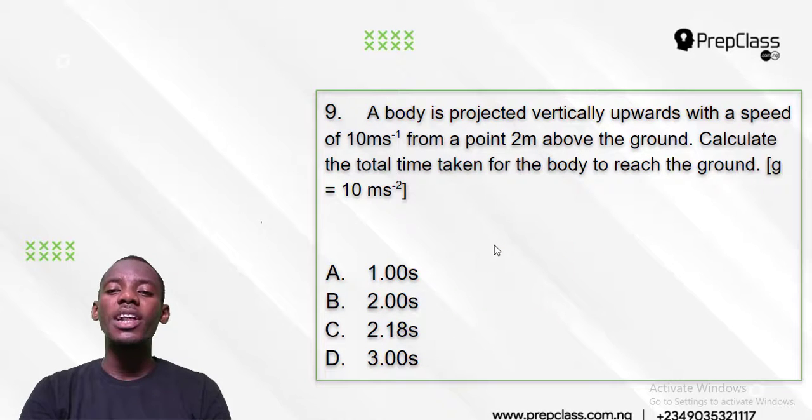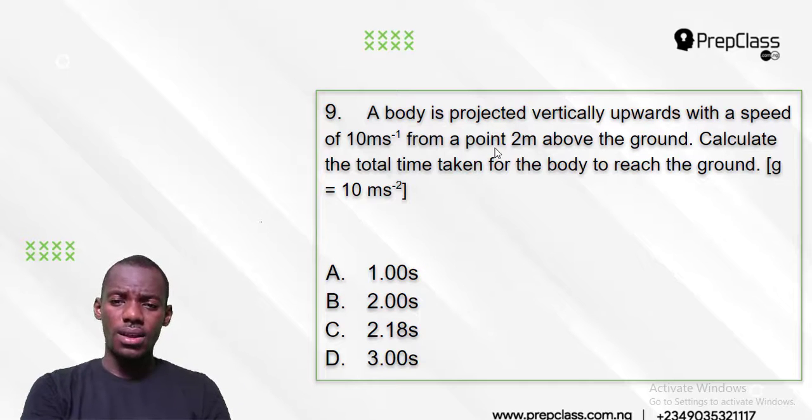Number 9 says a body is projected vertically upward with a speed of 10 meters per second from 0.2 meter above the ground. Calculate the total time taken for the body to reach the ground. Now this is simply a motion question, right? And you can see all your parameters there. We have speed, that's v. It is projected vertically upward, that's my u. If it's going up, that means my initial speed u is 10 meters per second. But the maximum speed v is 0.